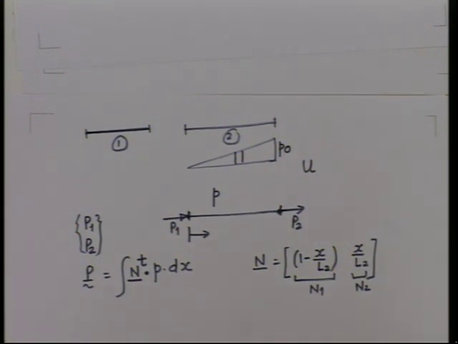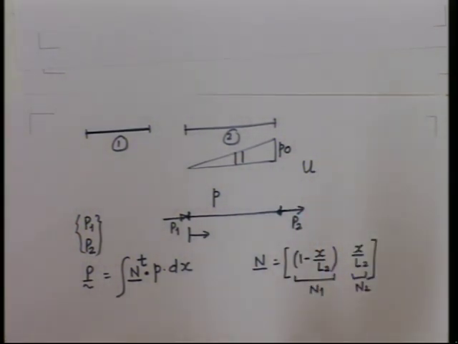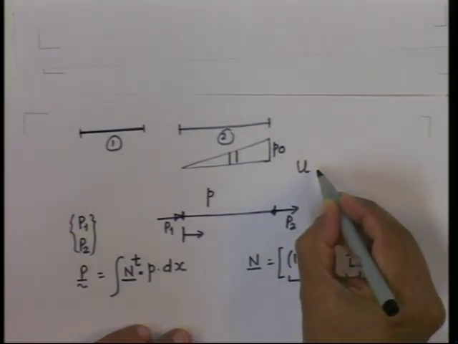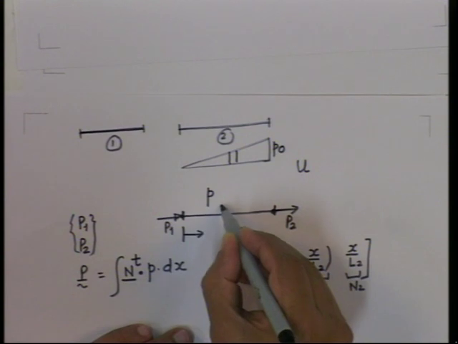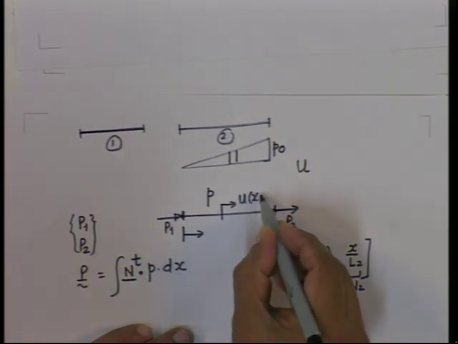Here u is linear. Let me just think a bit. This u is the displacement at any point within the element, which is a function of x, u.